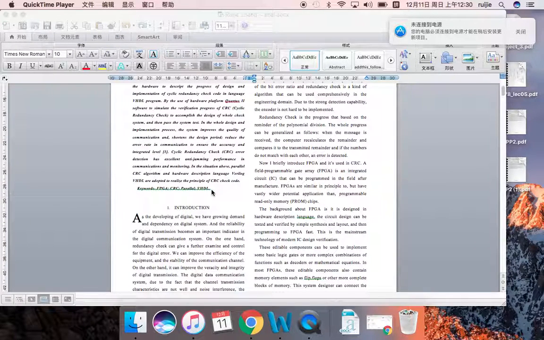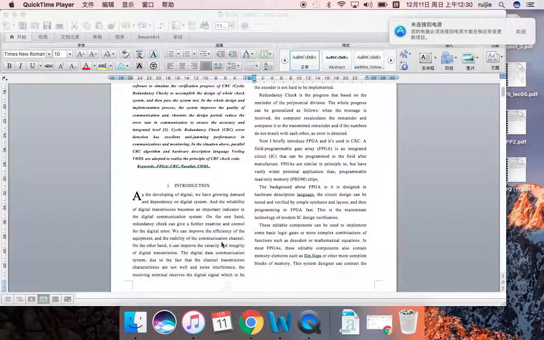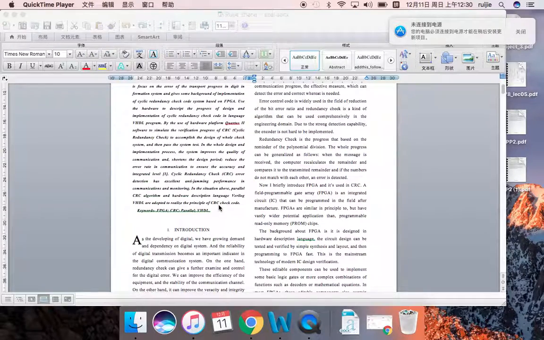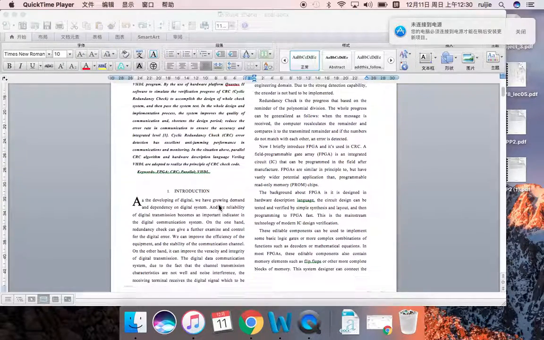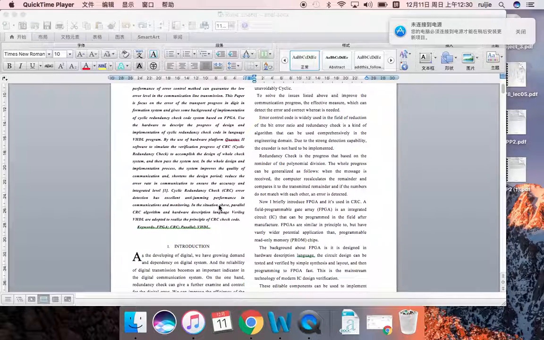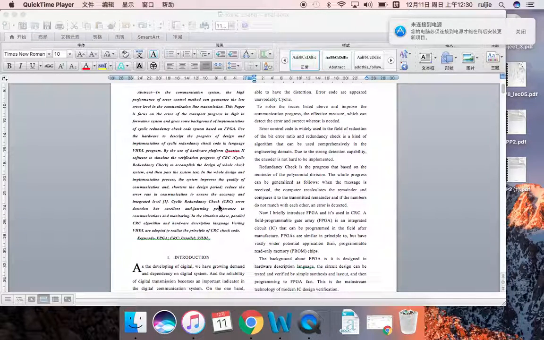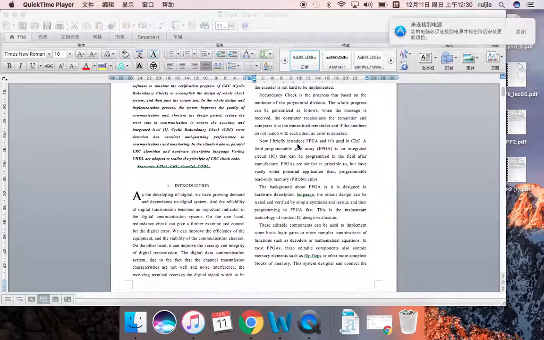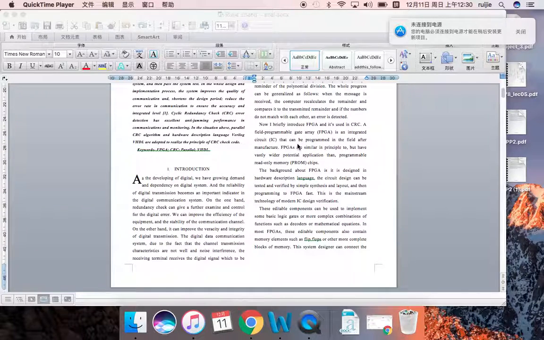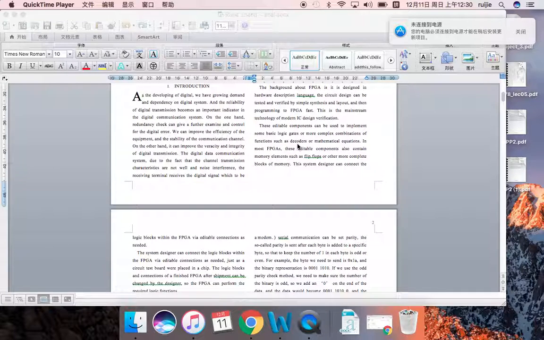On the one hand, redundancy check can give examination and control of digital errors. We can improve the efficiency of the equipment and the stability of the communication channel. On the other hand, it can improve the veracity and integrity of digital transmission. Redundancy check is a kind of algorithm that can be used comprehensively in the engineering domain.